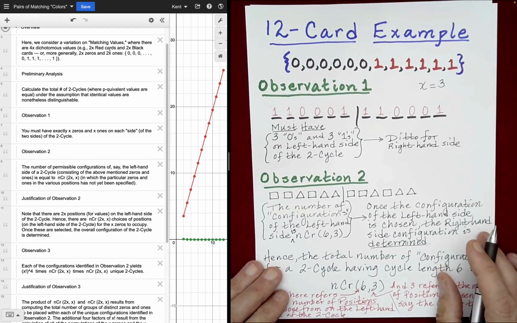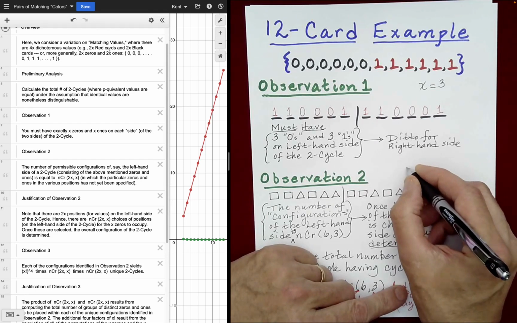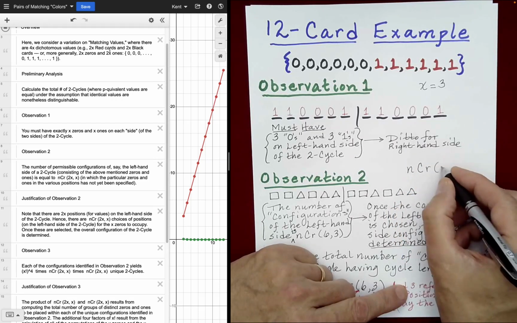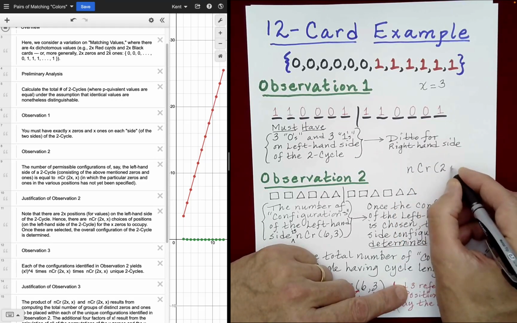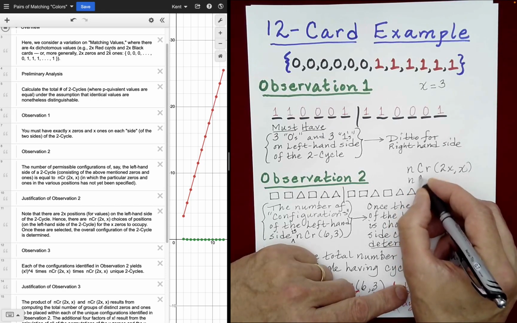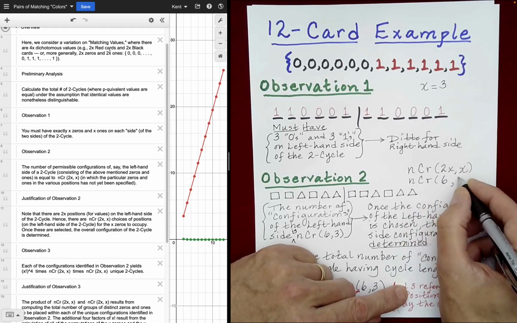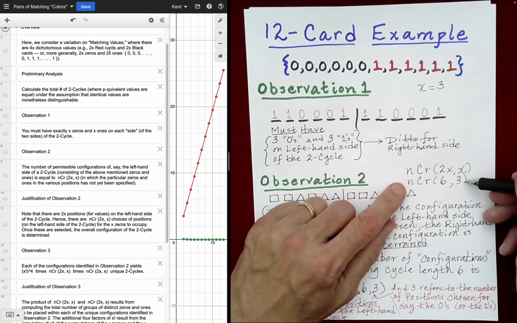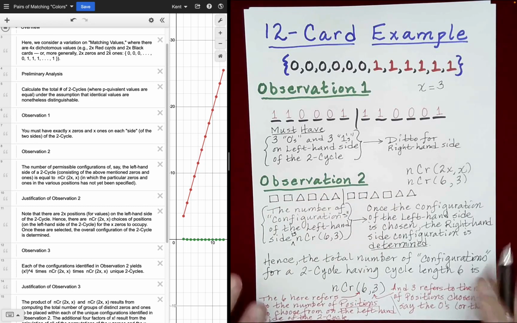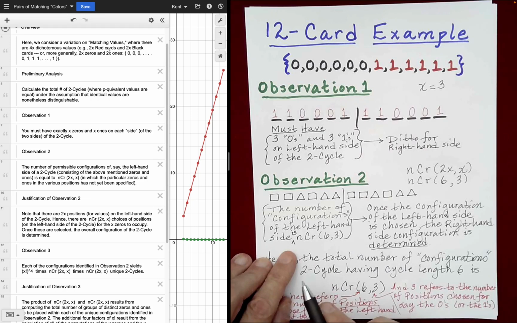So in the general case, let's go ahead and just write it out for clarity here. We're looking at n choose r, and in the general case, it's 2x choose x. Well, in our case, x is 3, so this is going to be 6 choose 3. This represents the number of combinations of 6 objects taken 3 at a time. Okay, so that's what our specific calculation will look like for this 12-card example.